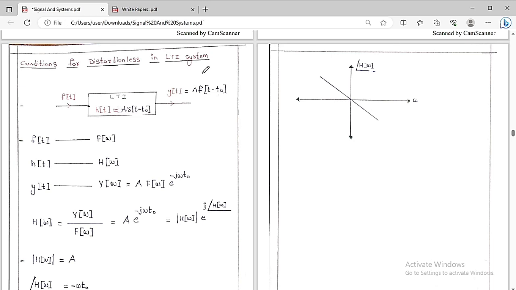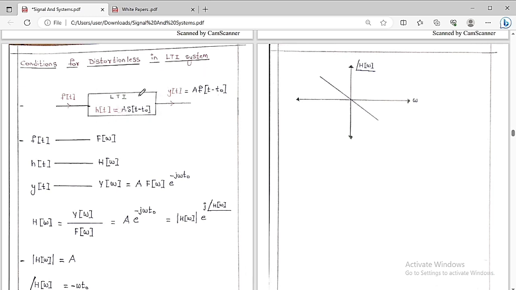So the next concept that we are going to study is the conditions for distortionless transmission in the LTI system. What are the conditions for distortionless transmission in an LTI system? This concept we are going to study in a very detailed manner.